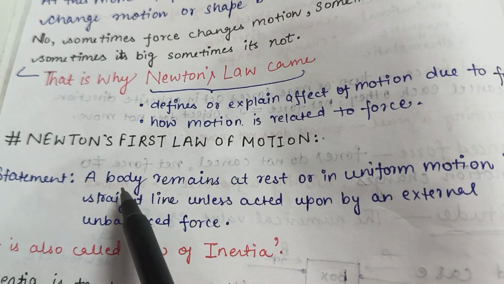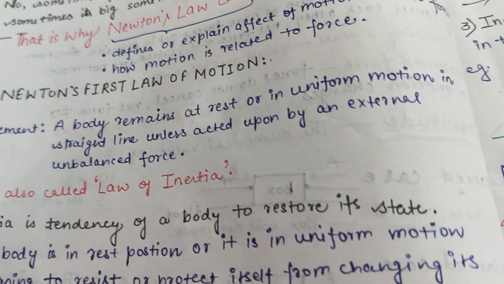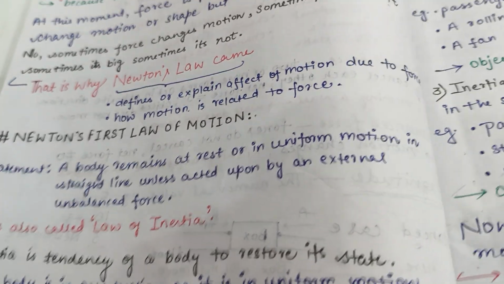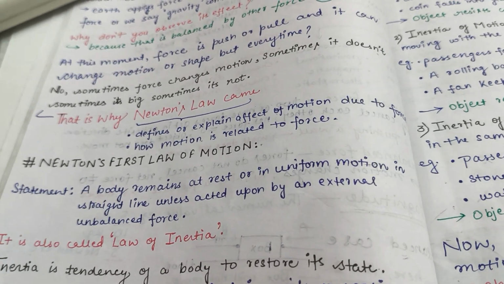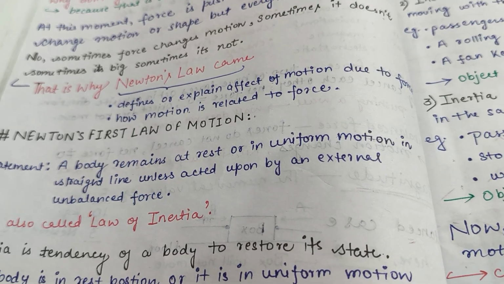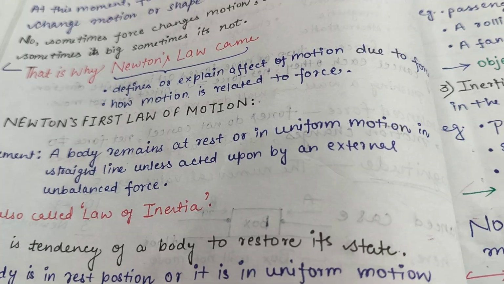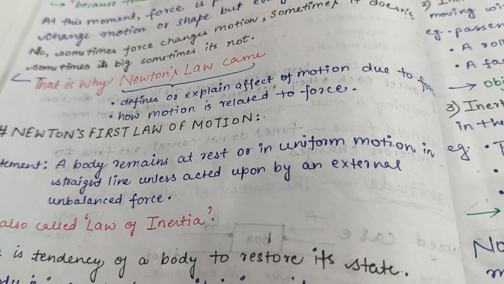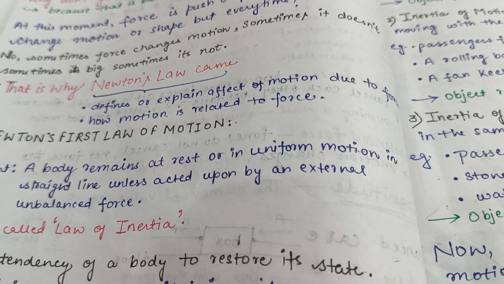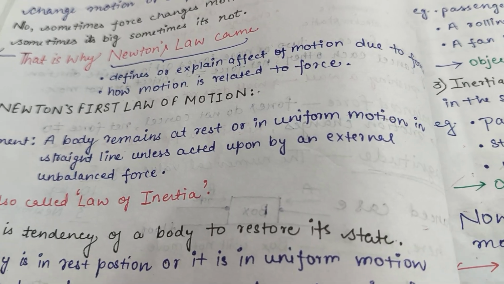Now, if we talk about the statement, it says that a body remains at rest. If a body is in rest position, it is not moving. So we are taking two cases. First case in which the body is not moving, and second case it is moving but in a uniform motion. Now, uniform motion is the motion in which equal distance is covered in equal interval of time. The speed is constant.